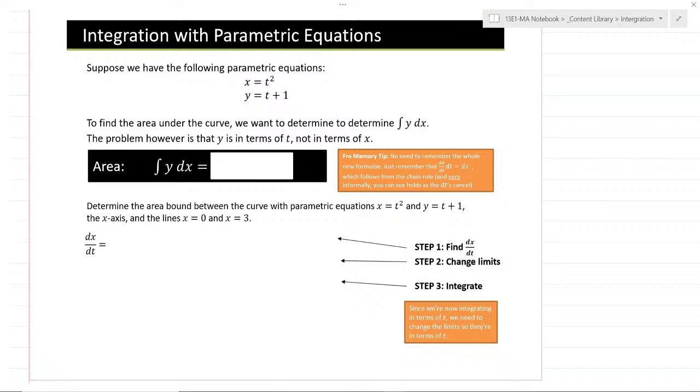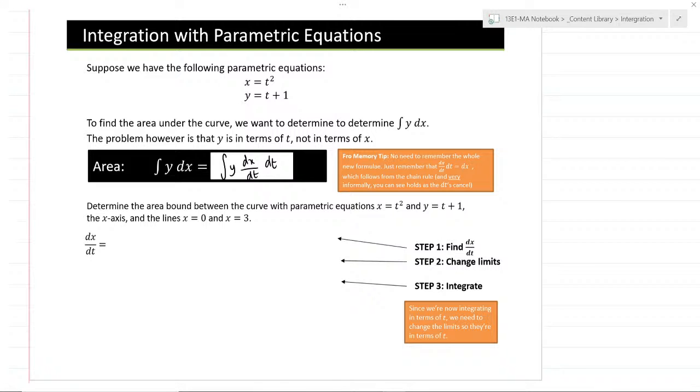Okay, if we look at that, area is equal to the integral of y with respect to x. The problem with that is that it's with respect to x. However, we want it with respect to t. So what we do, I mean, you shouldn't really think about it like this, but the way this works is we've got the integral of y dx by dt. Okay, that's how you integrate a parametric equation in terms of t.